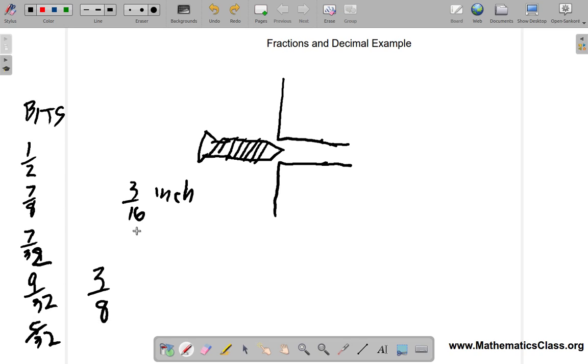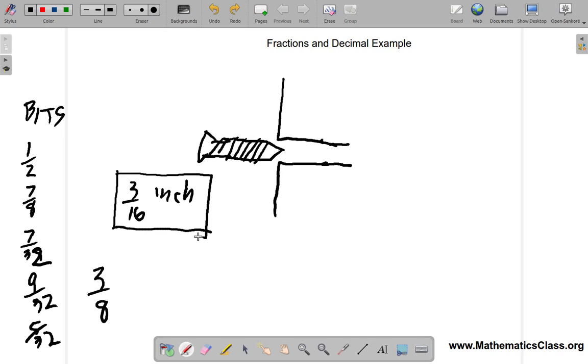Now the question is, which of these drill bits are you going to use to drill this hole so that the 3/16 screw can be tightly held into it? Remember, the diameter of the drill bit should be slightly smaller than the screw, so that the diameter of the screw is slightly larger than the hole that the drill bit makes. Now I want you to pause the video, think about it, and figure out which one of these bits you're going to use, and come back.